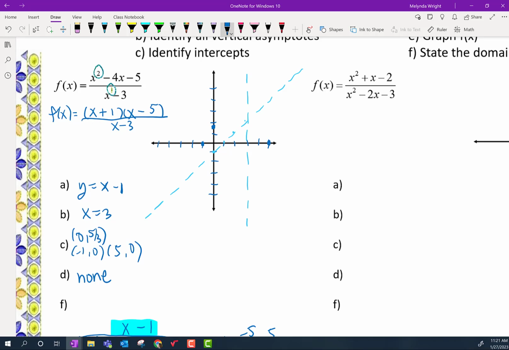Now, our intercepts may or may not be enough points to graph this. So how can we tell? Well, let's talk about it. I've got 2 pieces to graph because I have 2 asymptotes. 2 pieces, 2 asymptotes. If I had 3 asymptotes, I would have 3 pieces. That's just the way that it works.